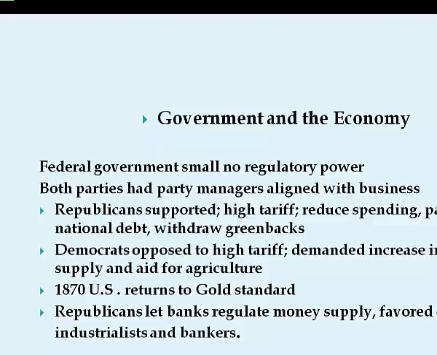Now, greenbacks are just the paper money issued by the Union during the Civil War. The Democrats opposed this high tariff, but because their leadership was still tied to New York banks and finance, they also opposed demands from their agricultural base for an increase in the monetary supply. In 1879, the United States returned to the gold standard. Paper currency could again be exchanged for gold at a fixed rate.